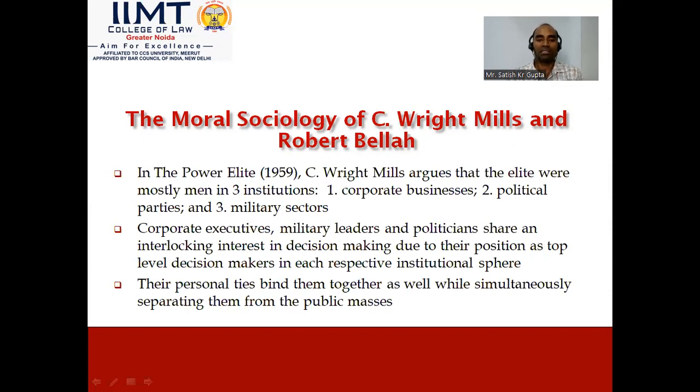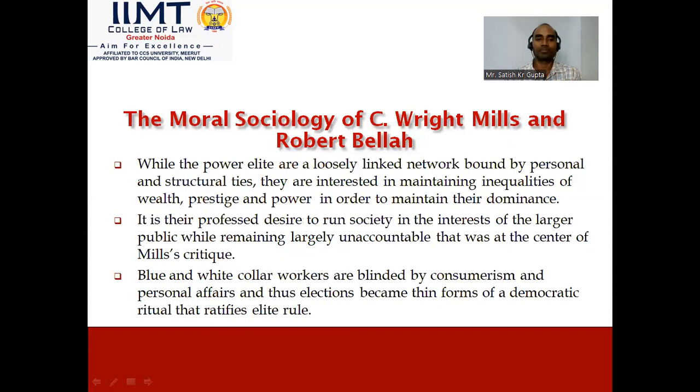Further, their personal ties bind them together as well. They are simultaneously separating them from the public masses. Further, while the power elite are a loosely linked network bound by personal and structural ties, they are interested in maintaining inequalities of wealth, prestige, and power in order to maintain their dominance. It is their professed desire to run society in the interest of the larger public while remaining largely unaccountable that was at the center of Mills' critique.